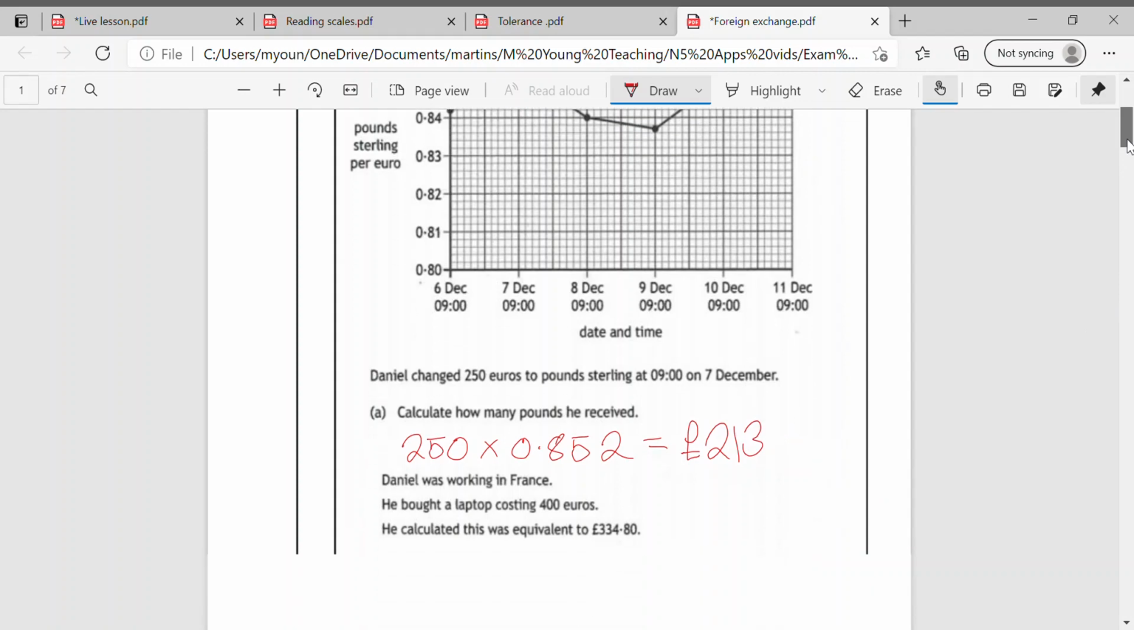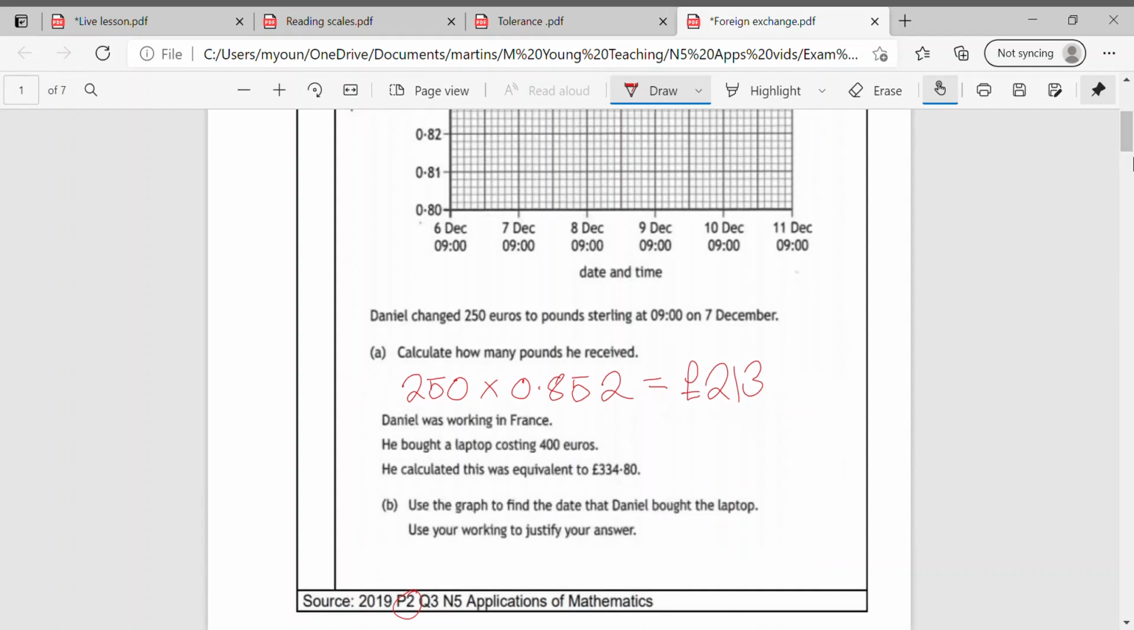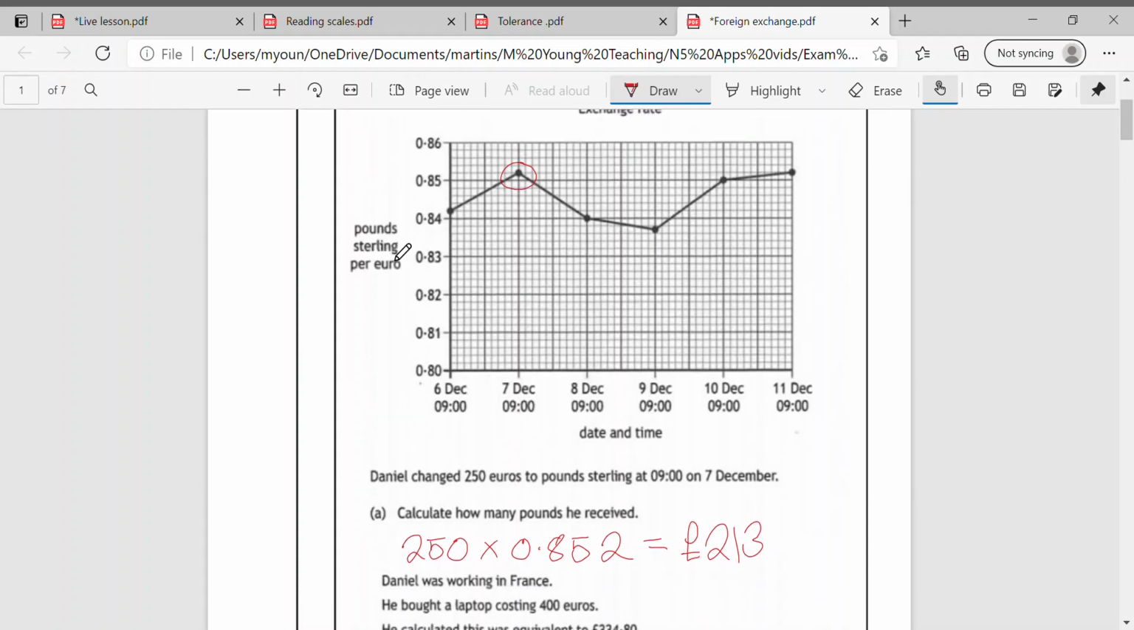Okay, this question says, Daniel was working in France, he bought a laptop costing €400. He calculated this was equivalent to £334.80. Use the graph to find the date that Daniel bought the laptop, and use your working to justify your answer. So on the graph, you're showing exchange rates. So what we need to do is use this information to work out what the exchange rate was. Now remember, on this graph, it's pounds per euro.